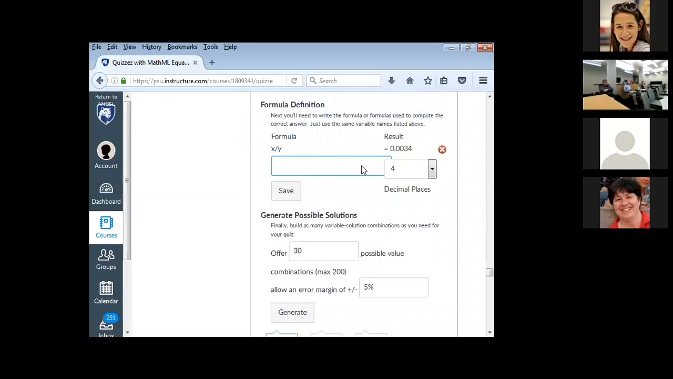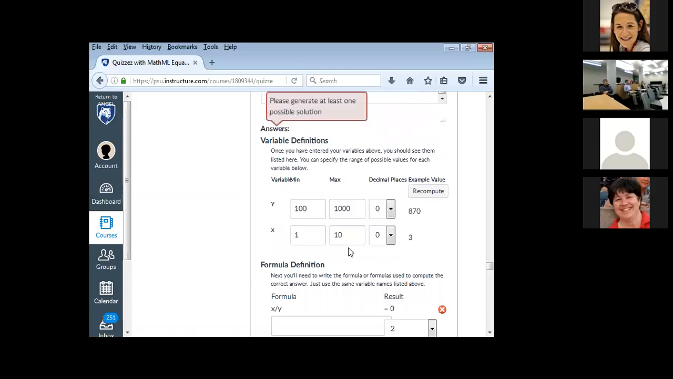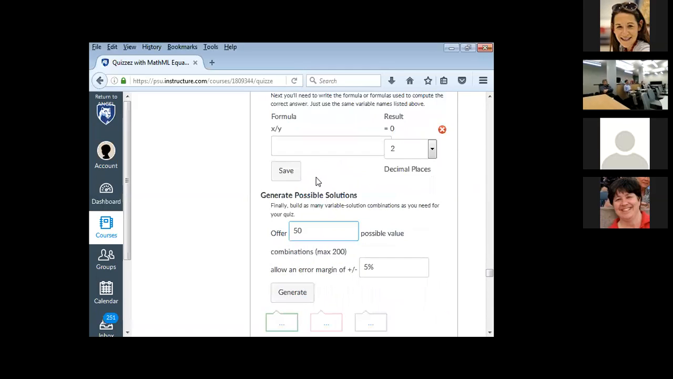So I set up my formula. I said I'm going to go back to 2 decimal places. Angel was smart enough that every time a student logged in, it would generate a random set of numbers for each student. In the current version of Canvas, it asks how many variations of this question do you want? I set it for 50 and say, go ahead, generate. It doesn't list them all.